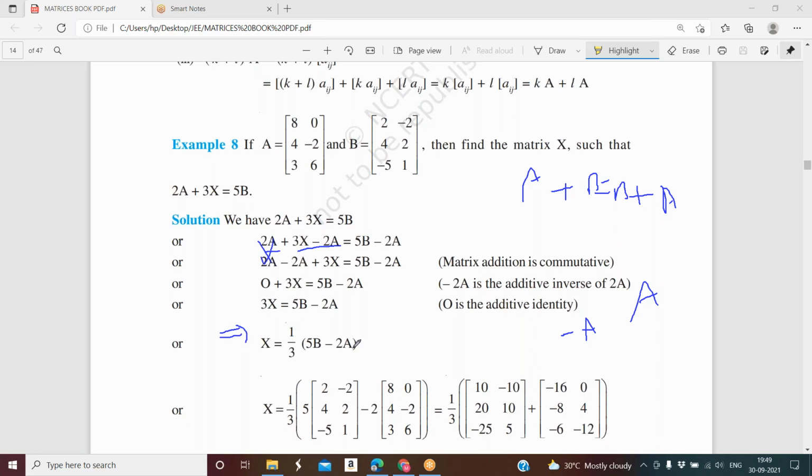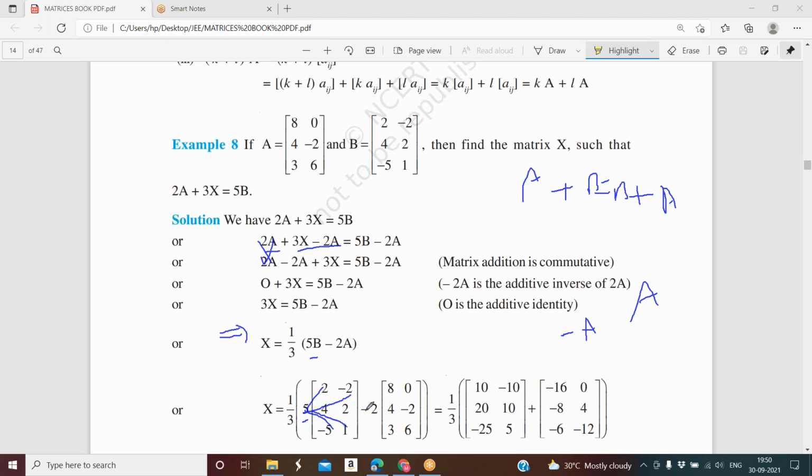So 1 by 3 times 5B minus 2A. B is given, so I have to find 5B. What is 5B? 5 into B minus 2 into A. Here 5 is a scalar and B is a matrix, so I have to apply scalar multiplication of a matrix. I have to multiply each element of B by 5. 5 into 2 is 10, 5 into minus 2 is minus 10, 5 into 4 is 20, 5 into 2 is 10, 5 into minus 5 is minus 25, 5 into 1 is 5. This is your 5B.